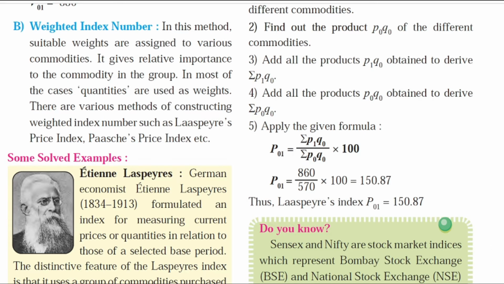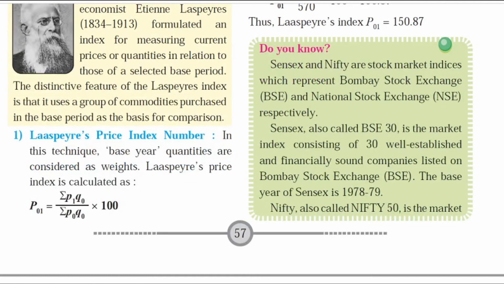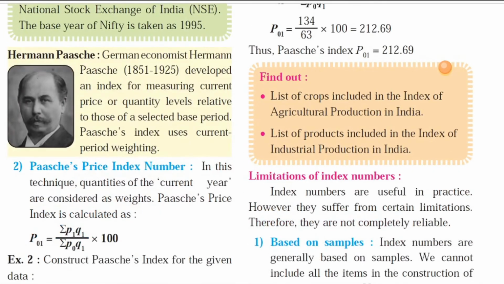In Laspeyres method, a group of commodities which are purchased in the base period are considered as the basis for comparison. Moving further, let us now understand Paasche's method of index number. My dear students, German economist Hermann Paasche developed an index for measuring current price or quantity levels relative to those of selected base period. So basically Paasche's index number uses current period weighing. Yes, it is all about weights or assigning weights, my dear students. In the previous method of Laspeyres index number, we saw that the base year is assigned as weights. Here in Paasche's index number, current year is going to be considered as weight.